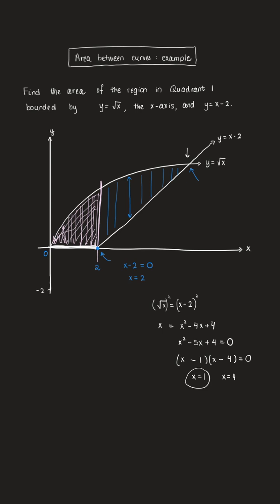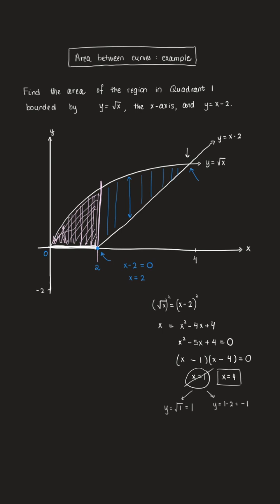In fact, that 1 does not satisfy both equations. That is not a solution. It doesn't satisfy both equations because when we put it into y equals root 1, well, that gives us a 1 for sure. But when we put that into y equals x minus 2, that gives us a negative 1. These are not equal. So we got the extraneous solution when we squared both sides of the equation. So the x value of the point where these two functions intersect is x equal to 4.